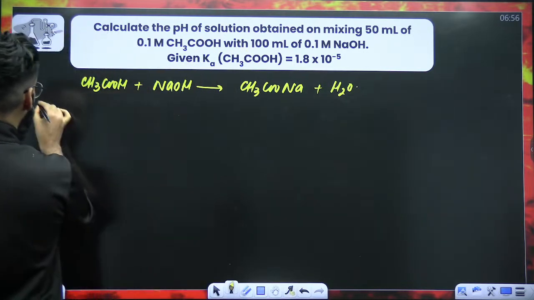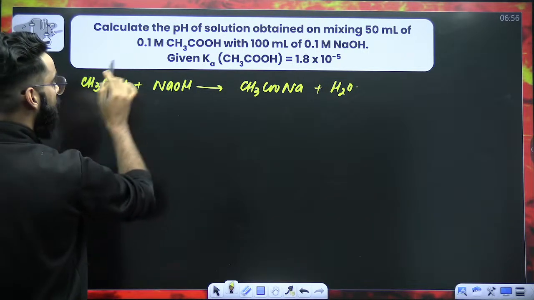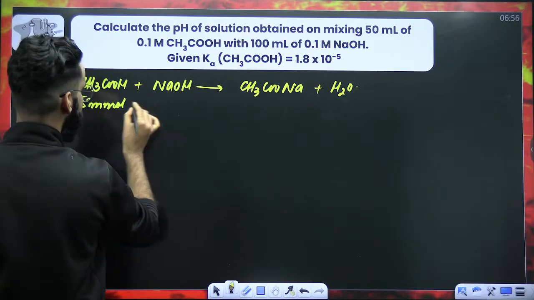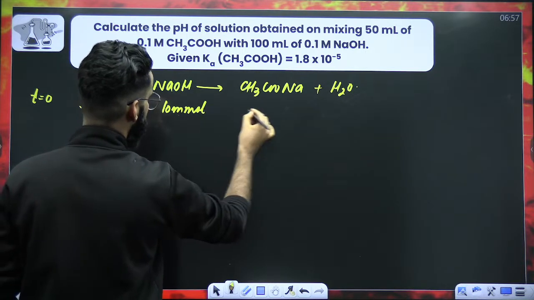Correct? Now, initially at time t equal to 0, how many millimoles of CH3COOH we have? Molarity multiplied by volume in ml. So we have got 5 millimoles of this acid. How many millimoles of NaOH we have? We have got 10 millimoles of NaOH. So this has to be 0.